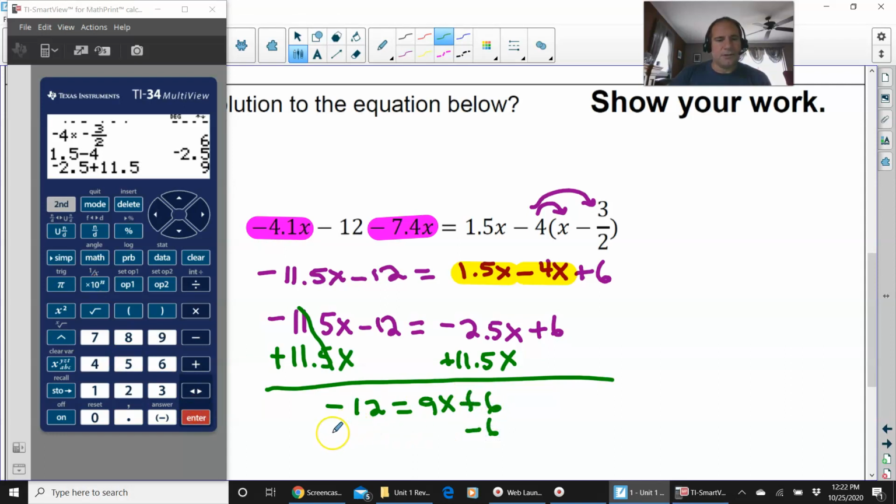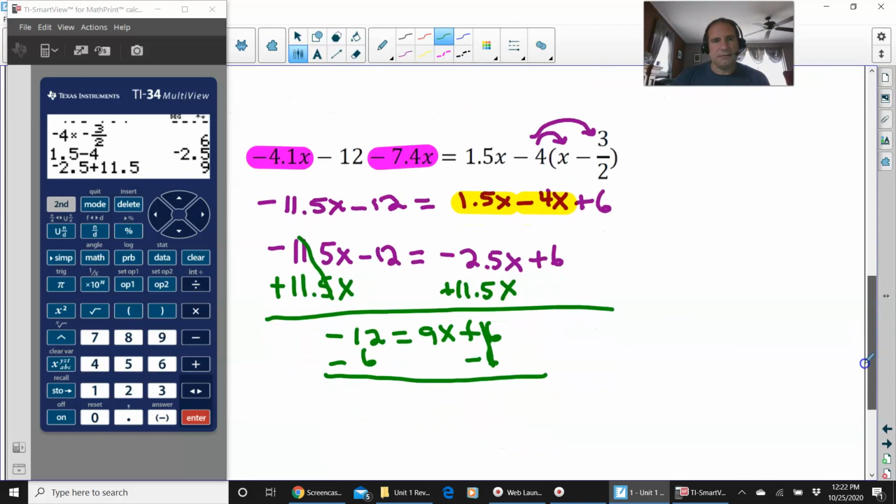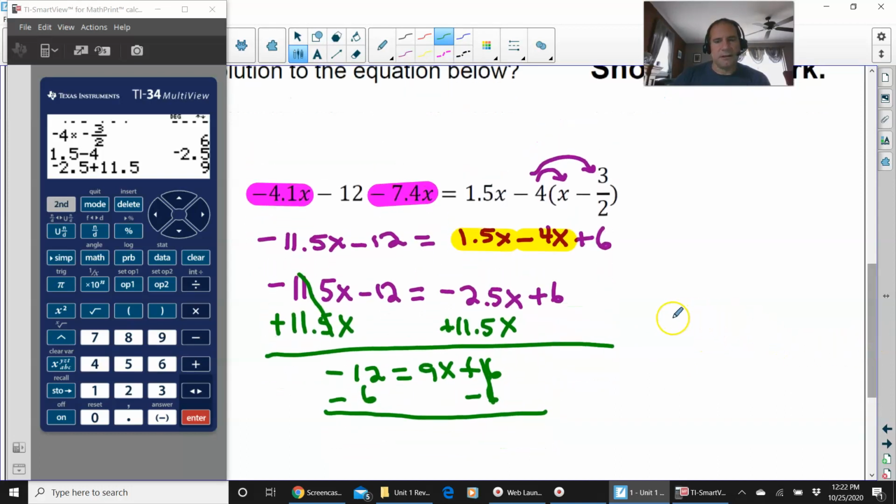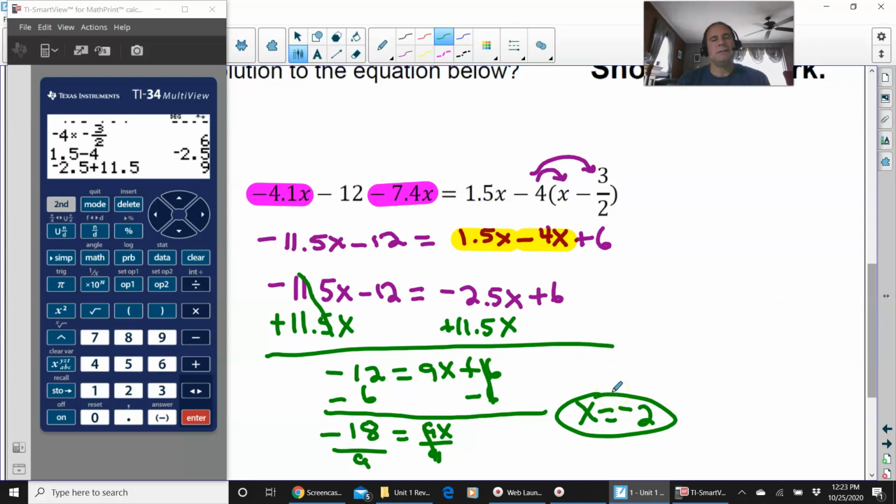You minus 6 on both sides. This cancels. Wow, that was tough. Negative 18 equals 9x. Divide by 9. Divide by 9. This cancels. X equals negative 2. That is that. All right.